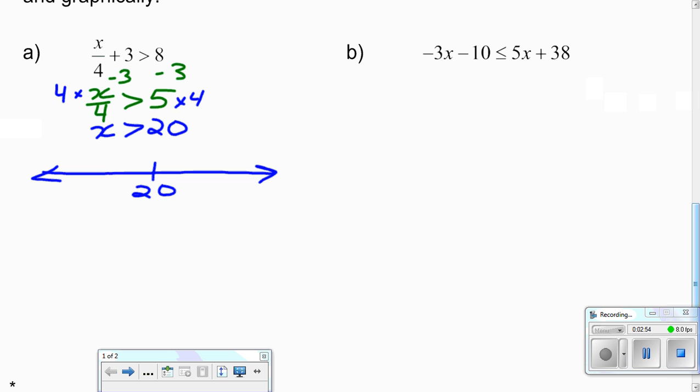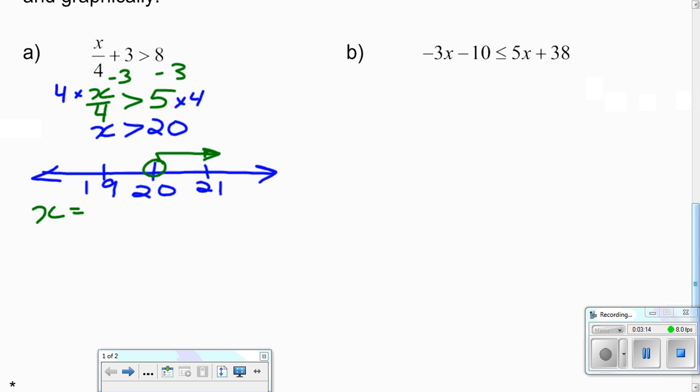So put my boundary point. Put a couple other values on there, and so the inequality is an open circle because it's x is greater than, and so if x is going to be greater than 20, the arrow has to go to the right. So we're looking for values that are bigger than 20 to satisfy the inequality.